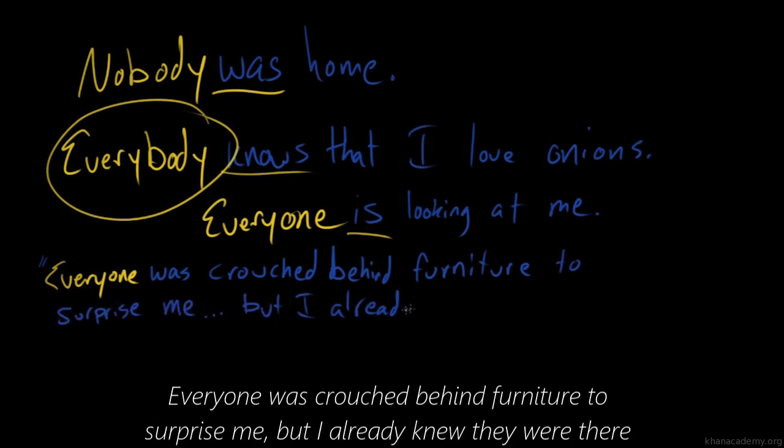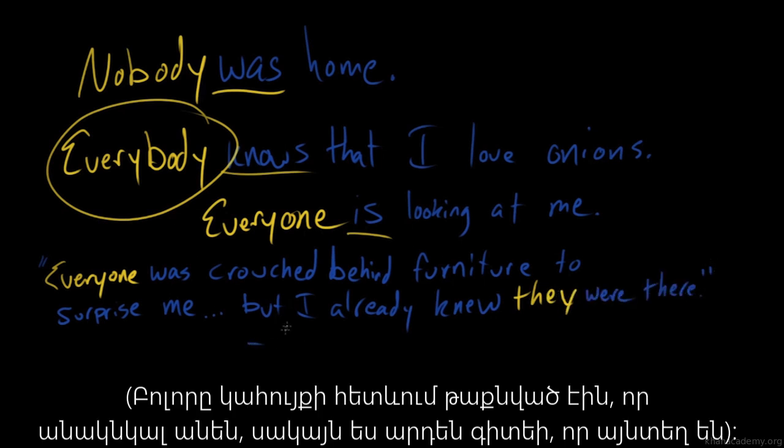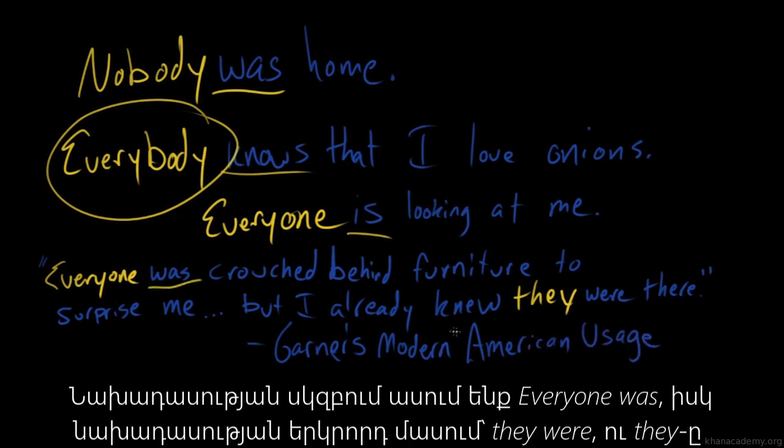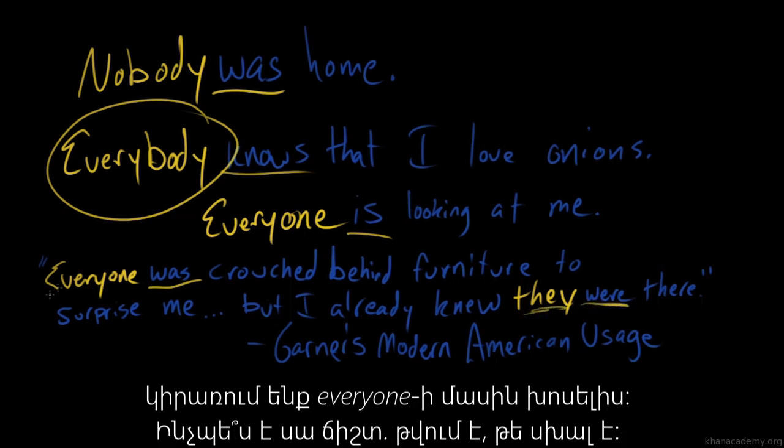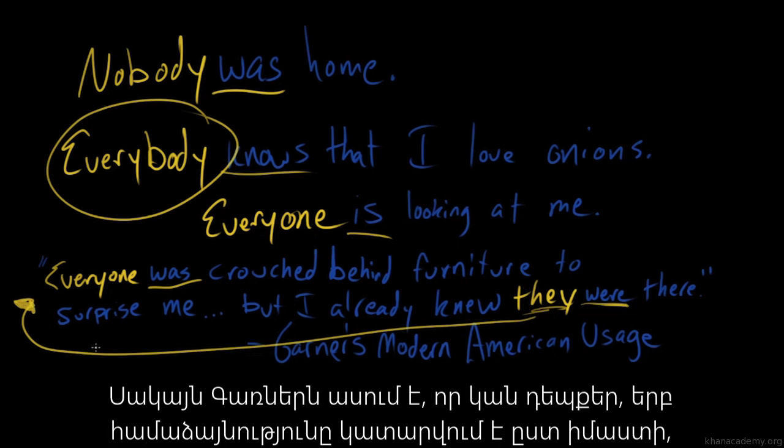Everyone was crouched behind furniture to surprise me, but I already knew they were there. And you can see in the beginning of this sentence, we say everyone was, but then in the second part of the sentence, we say they were, and we're using they to refer to everyone. So how can this be? This doesn't seem grammatical. But as Garner says, sometimes meaning rather than grammar governs agreement.